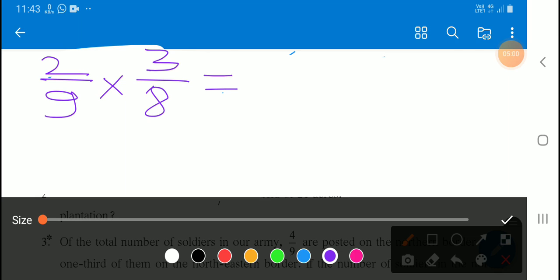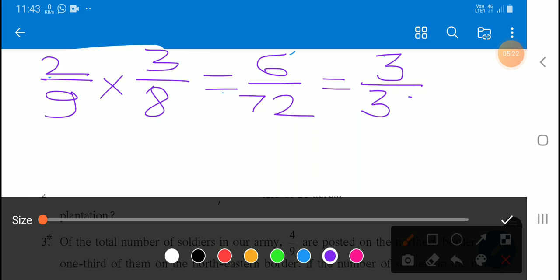Okay. Next example I will take: 2 upon 9 multiplied by 3 upon 8. Now look here, 2 threes are 6, 9 eights are 72. Now you can see this 6 upon 72 is divisible by 2. Then what will come? 2 threes are 6. Then again it is divisible by 3, so 3 ones are 3. So your answer will be 1 upon 12.